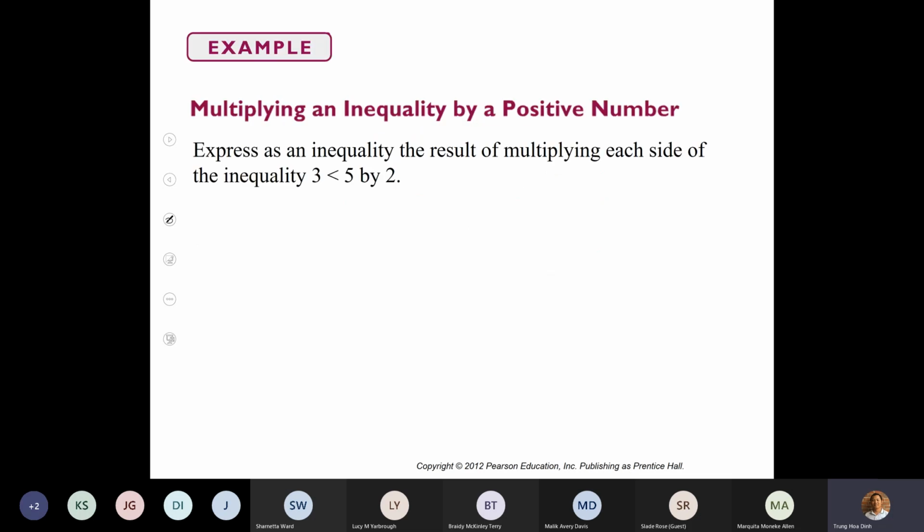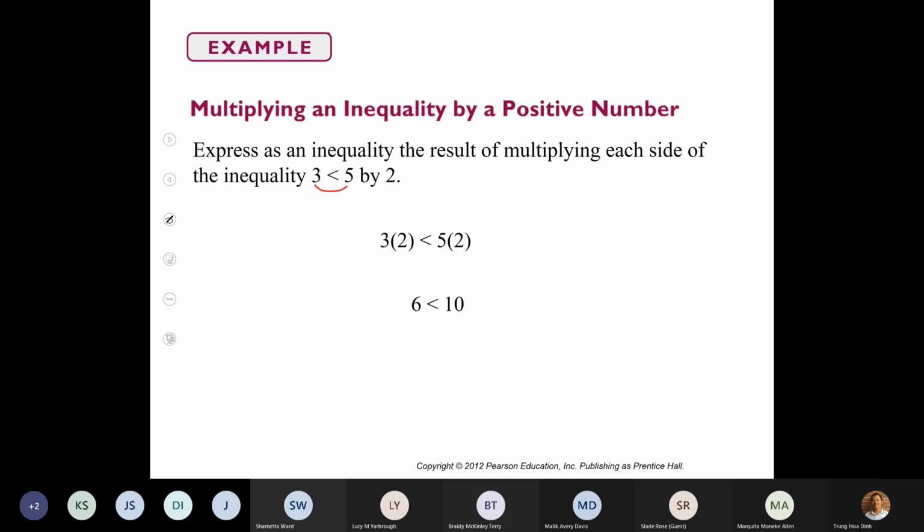Okay. Now, multiplying an inequality by a positive number. If you multiply both sides of an inequality by a positive number, you don't change the direction of the inequality. So the inequality is still there. Let's say you have 3 less than 5, right? You multiply by 2. What do you get? You get 3 times 2 is 6, 6 less than 10, right? It's obvious. But what happens if we multiply both sides of an inequality by a negative number?